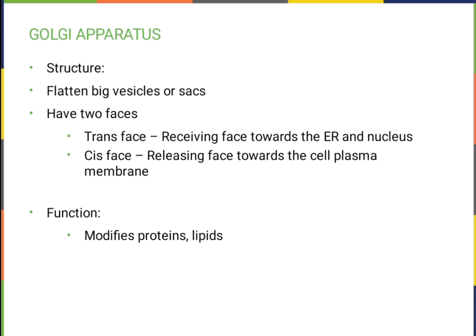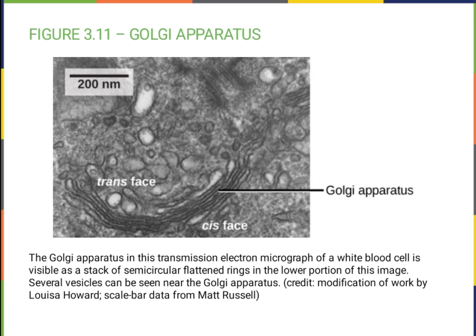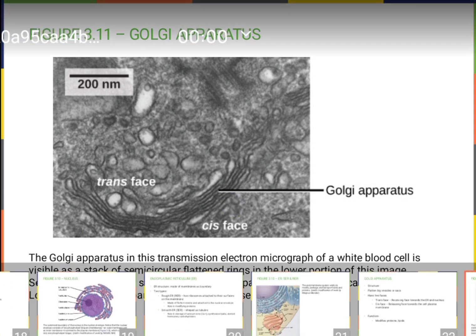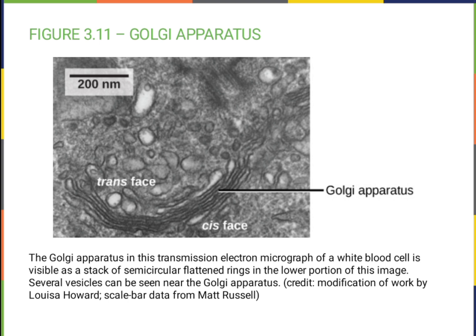The function of this Golgi apparatus is to modify the proteins and the lipids and finally transport them to their destination. So it's like a post office of the cell. As you can see here, this transmission electron micrograph of a white blood cell shows visible stacks of semicircular flattened rings in the lower portion of the image. You can clearly see this. That is what we call the Golgi apparatus.